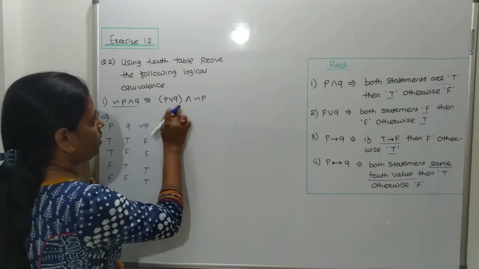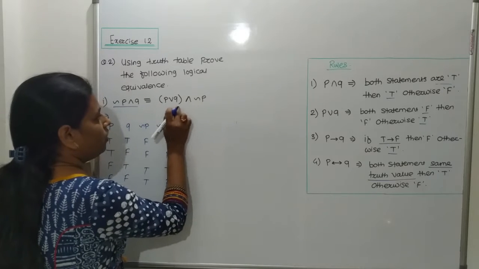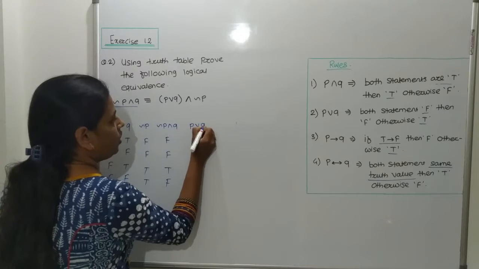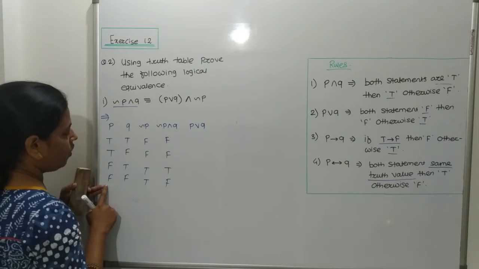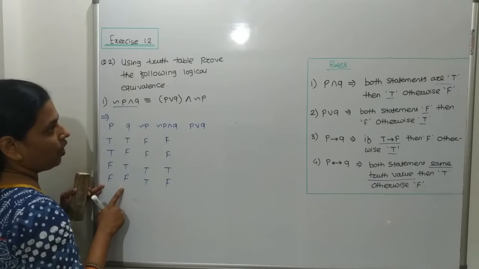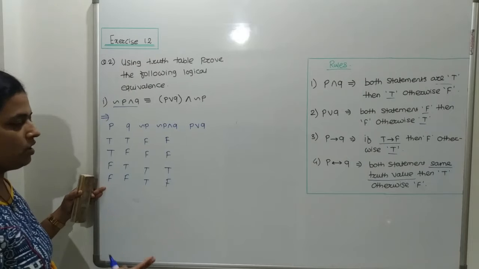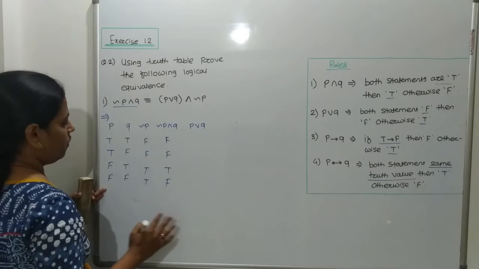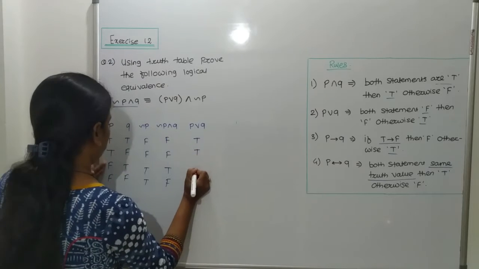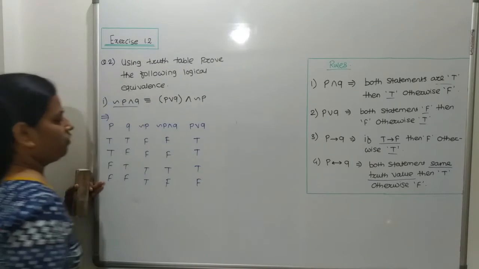Next, we have to solve this one. For this, we first solve the bracket, that is P or Q. That means we perform the OR operation with P and Q. For OR, we check: if both statements are false, then the result is false, otherwise true. So we get true, true, true, true, false, true, and false, false gives false.